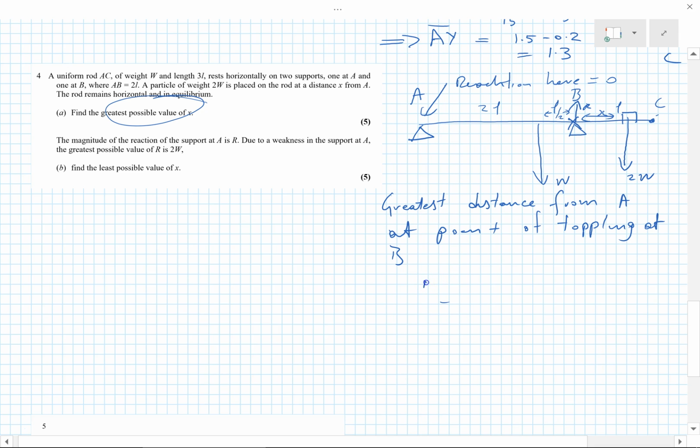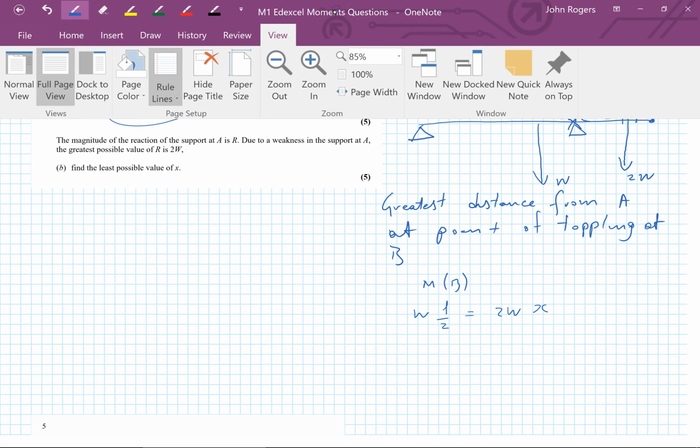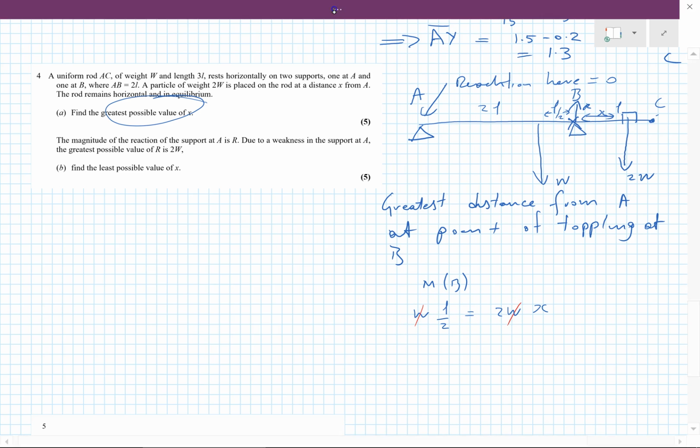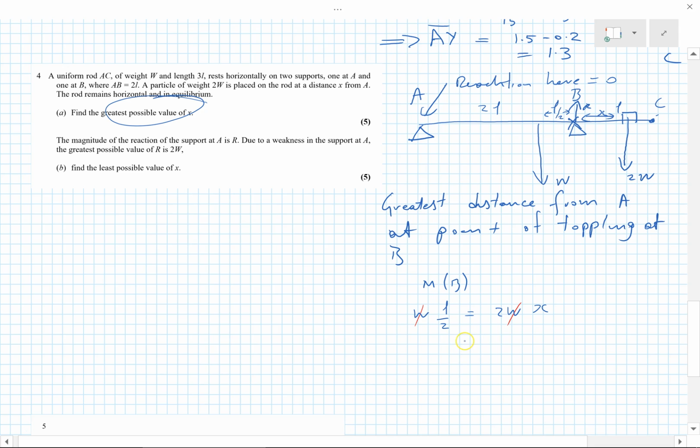So let's take moments about B. There's no reaction force, there's only two forces there. So we've got W times L over 2 equals 2W times X. Yes, it's that force and that force having the opposite moment turning effect around B. So that means W is going to cancel, and that gives me X equals L over 4.